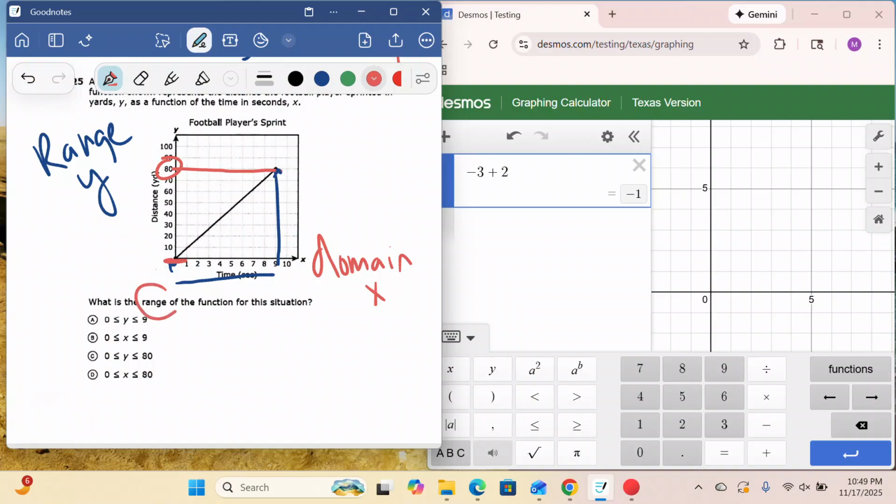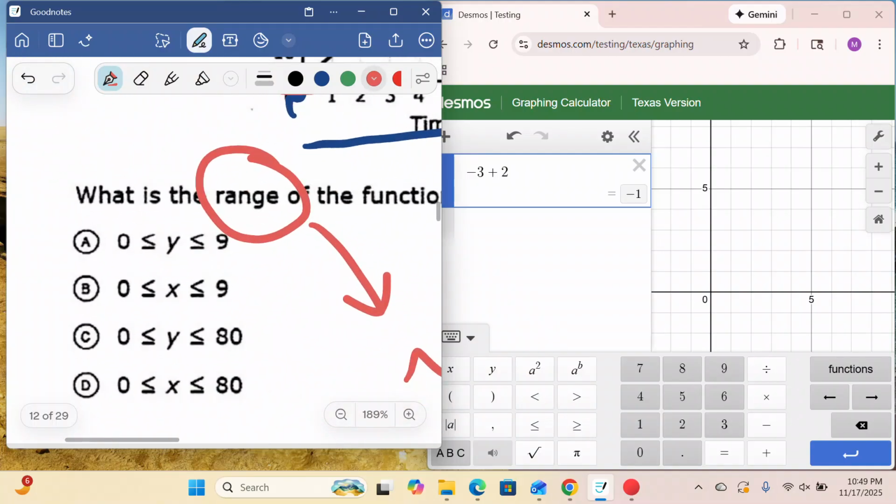We're asking for range. So remember, the range is my y value. So automatically, by looking at the answer choices, I can get rid of anything that's not a y. This one is not a y. This one's not a y. Now we're going to find out, what is my range? Is it between 0 and 80 or 0 to 9?